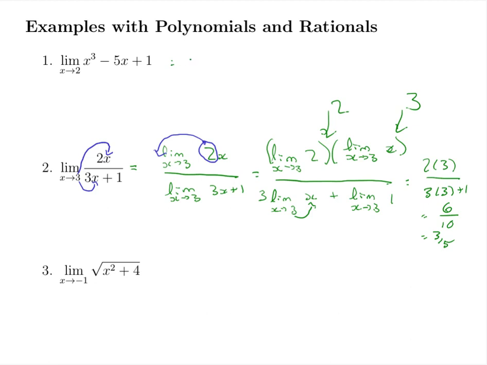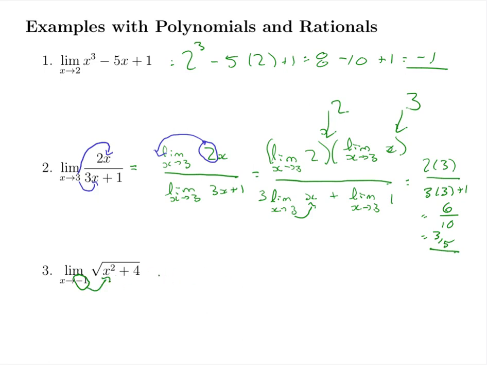Let's plug in 2 and see what happens. 2 cubed is 8 minus 10 plus 1. That's going to be negative 2 plus 1, which is negative 1. We already did this one with our 3/5. This one's a bit weird. Square roots work out fine. We just have to be careful around 0 under there because we're not allowed square roots of negatives, so getting close to 0 is a little tricky.